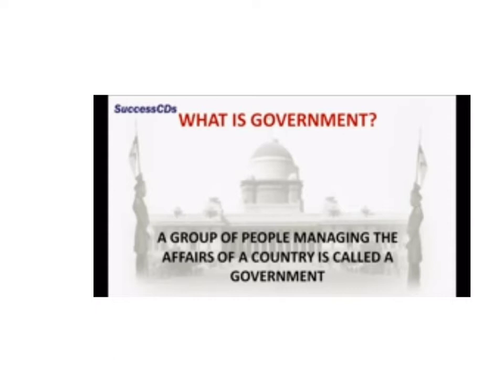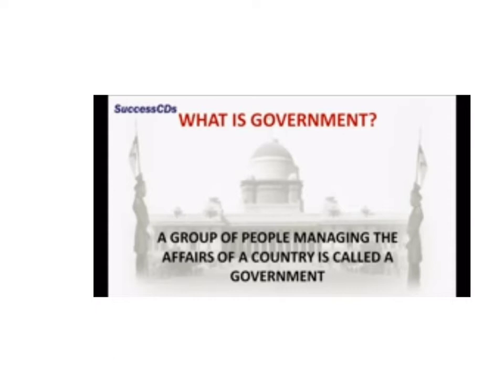A government is made by a political party. As we know, in different countries we have different types of elections. If we look at our country India, we have indirect elections here. The people choose their representatives among the different political parties that contest elections, and the political party which gains the majority of votes forms the government.